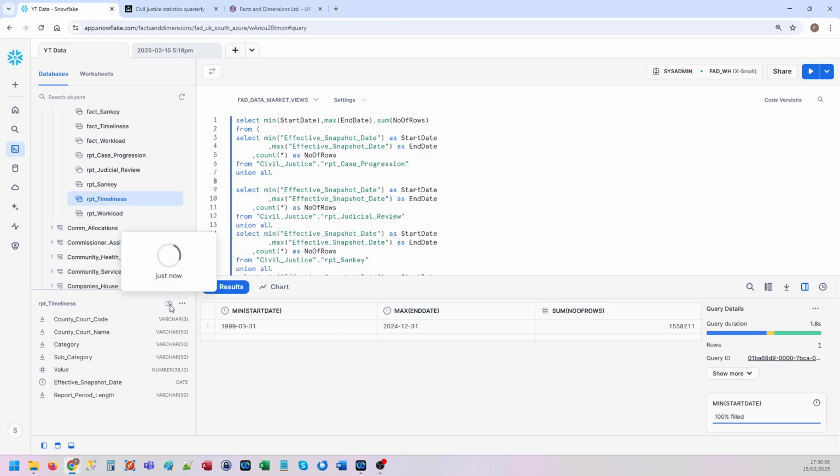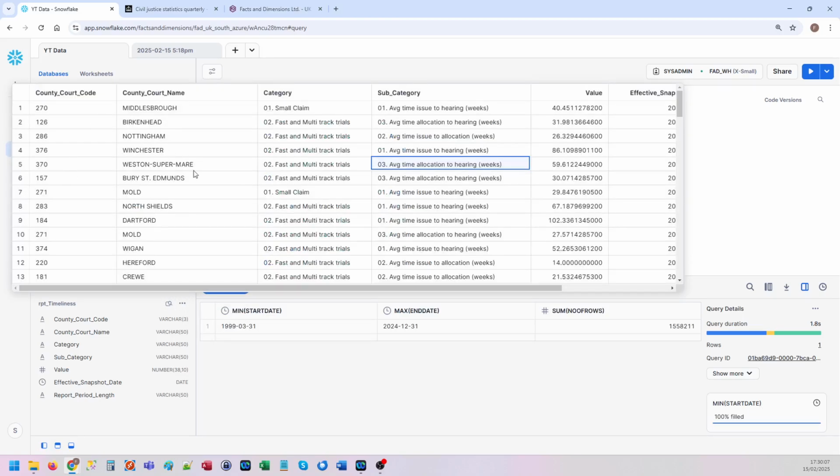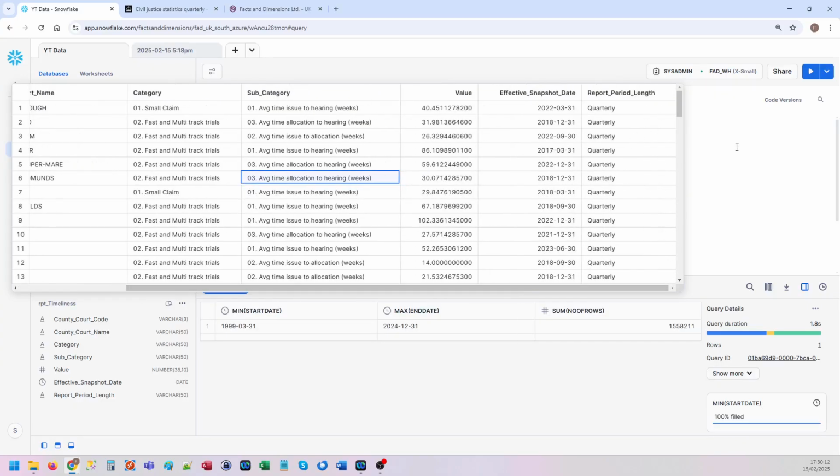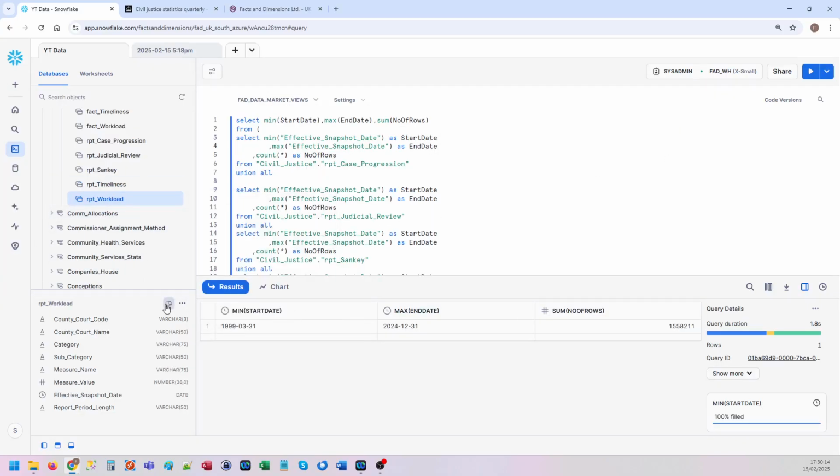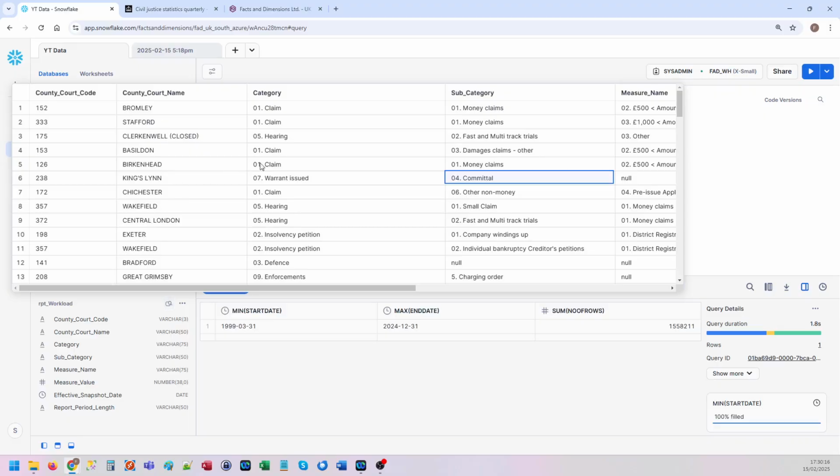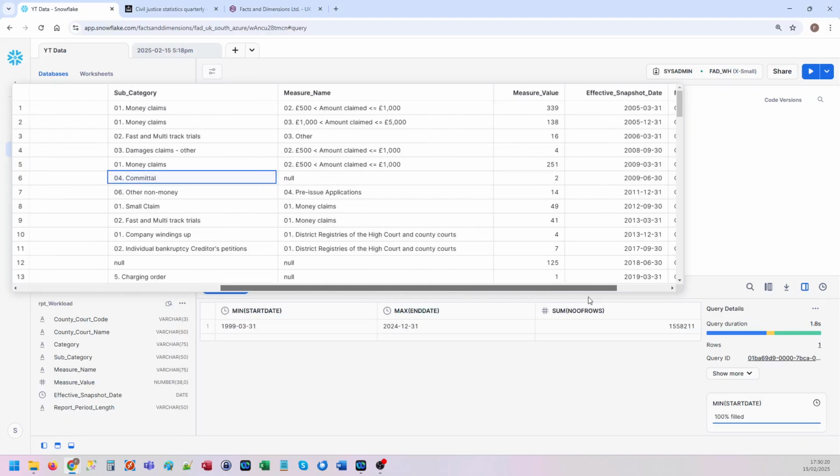Timeliness. The courts and things about how long they take, I think, about the cases. Workload. You get an idea looking at those categories and subcategories. Sort of data in there.